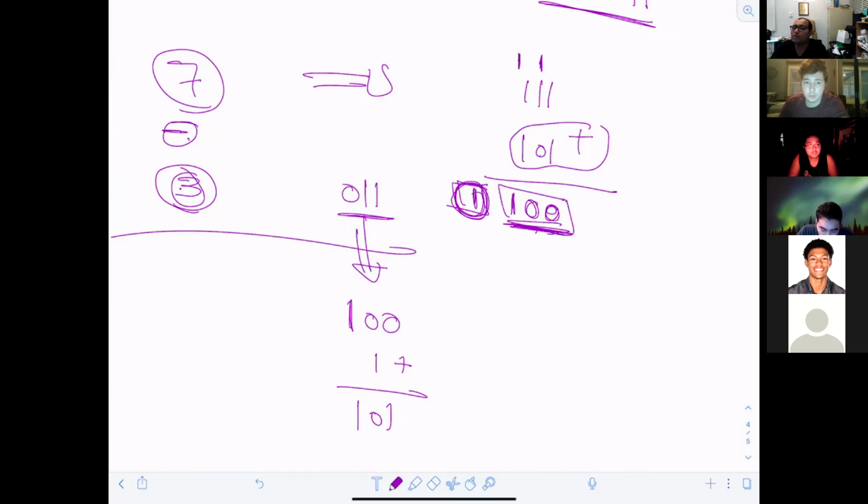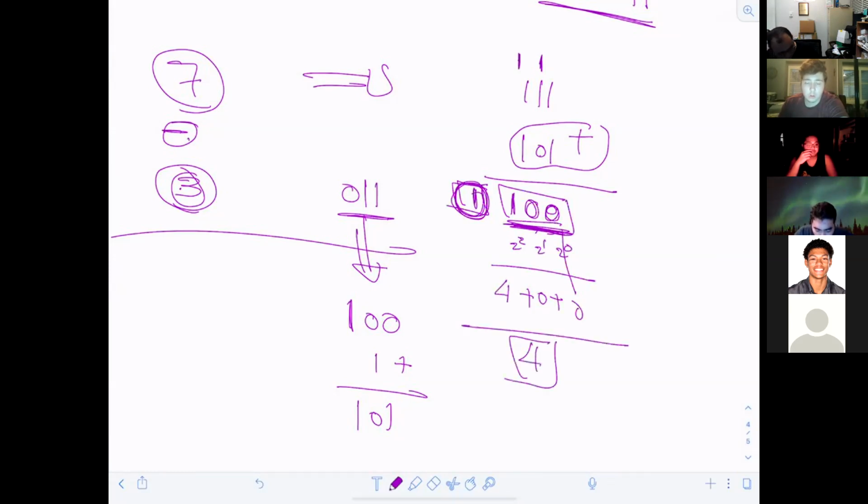Let's convert this 100 and see in decimal what the number will be. So weighted system: this is 2 power 0, 2 power 1, 2 power 2. So this one is 0, plus this one is 0, plus 2 power 2 is 4. So my output is 4. 7 minus 3 is 4. Do you agree?